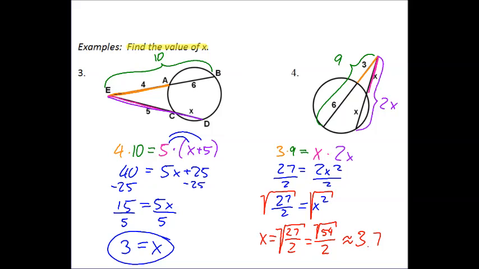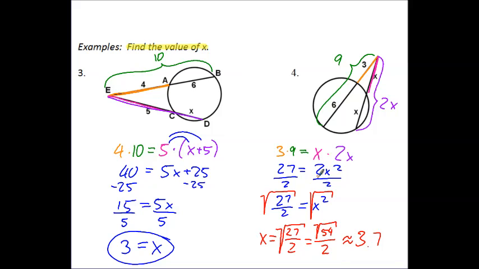Hopefully you came up with the same answer. We got external segment 3 times secant segment 9 on the one hand, and we got external segment x times secant segment 2x. So here we had to add the 2x's, but then going forward we multiply them. We get 27 is equal to 2x squared. Divide by 2 to get rid of your coefficient.